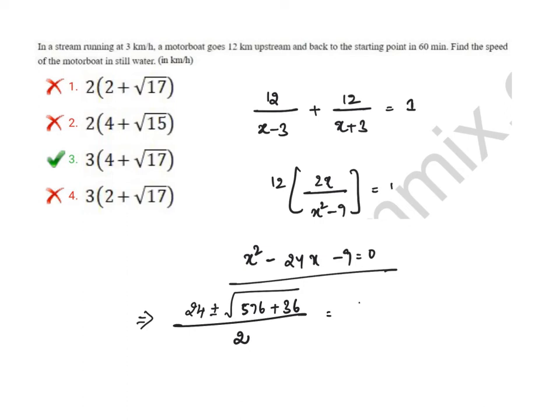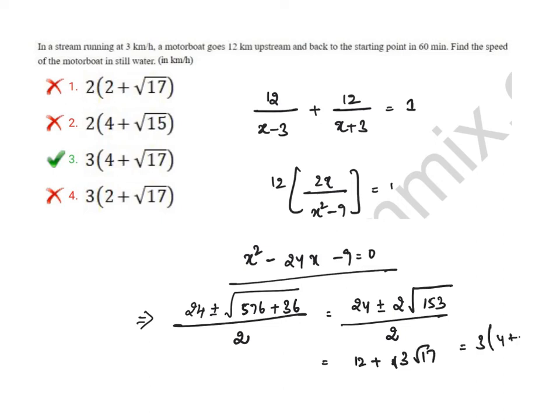So you take 4 common: 24 plus or minus 2 under the root. If I take 4 common, it will be 144 plus 9, that is 153, by 2. You cancel it, it becomes 12 plus root of 153, nothing but 3 root 17. Take 3 common, it will be 4 plus root of 17. Just find out the quadratic equation and then find out the root of it. So minus b plus or minus root of b square minus 4ac by 2a, we are using.